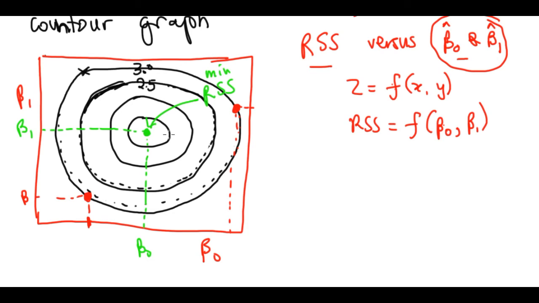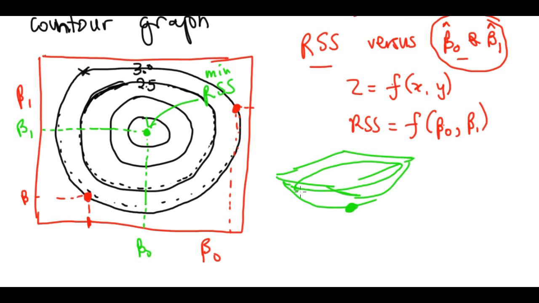And as you move out, your RSS increases. This is a 3D graph, so I can't really draw it, but it will be something like a dish. At the bottom of the dish is where you have your minimum RSS. On the sides, at a particular level, you have a particular RSS, maybe the circle outside here, and then another at the same level in the dish, same RSS, with different beta 1, beta naught. And at the bottom of the dish, that's where you have the minimum RSS.